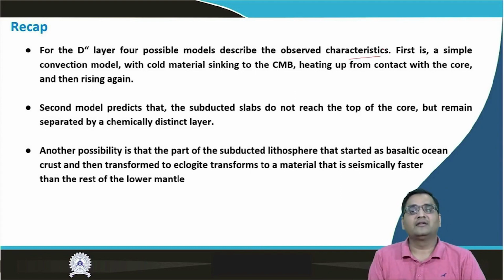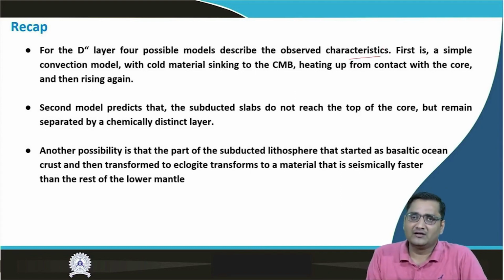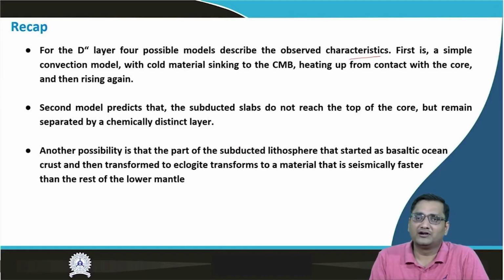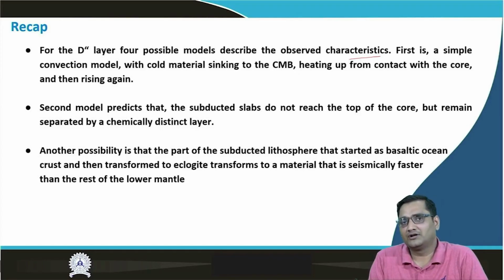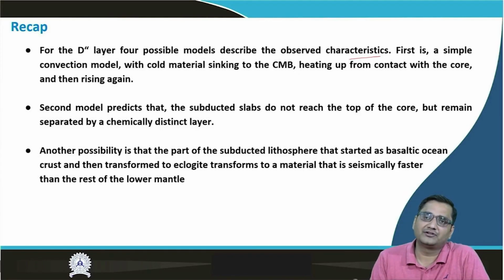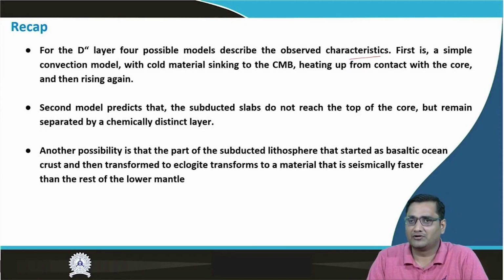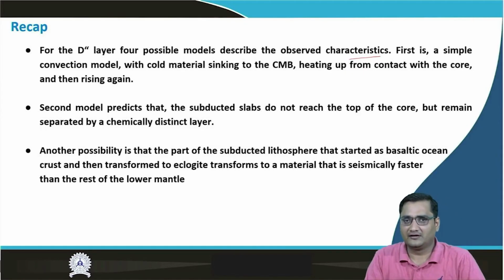The first is a simple convection model where the subducting slab goes down to the core mantle boundary. After it contacts the core mantle boundary, it rises up because of the high temperature. That means the cold material sinking along the subducting slab to the core mantle boundary gets heated from the contact with the core and then rises up again.